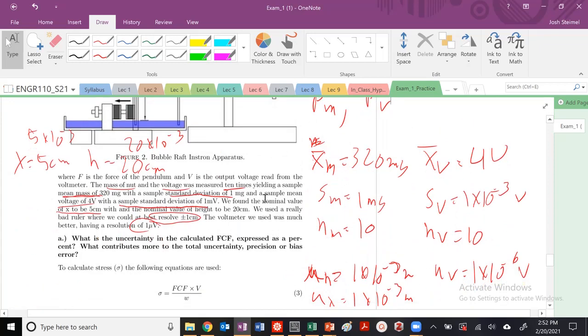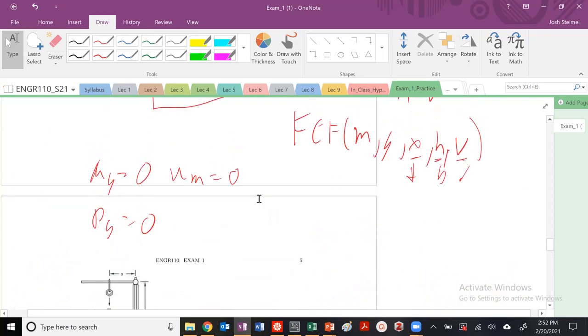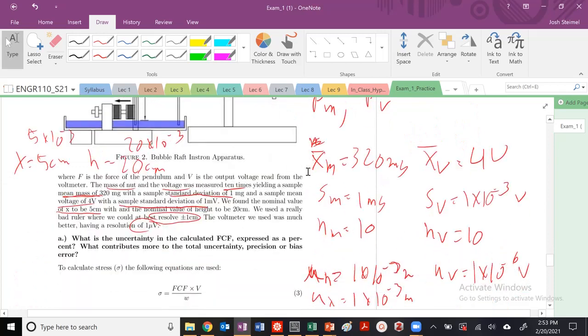No, I'm just given the nominal values of X, so I don't have any precision error. Precision error in X is equal to 0. Precision error in H is equal to 0. And I do have some precision error in voltage.